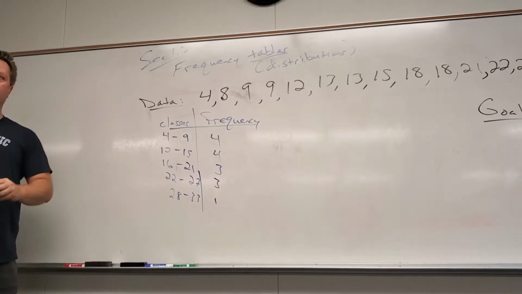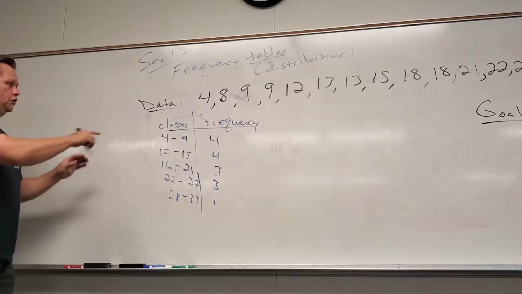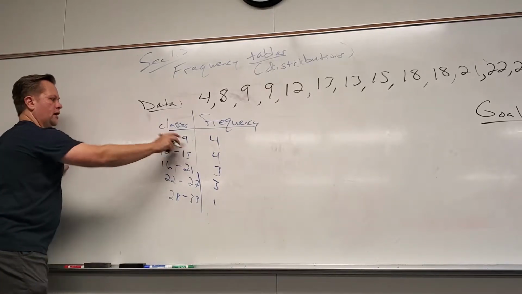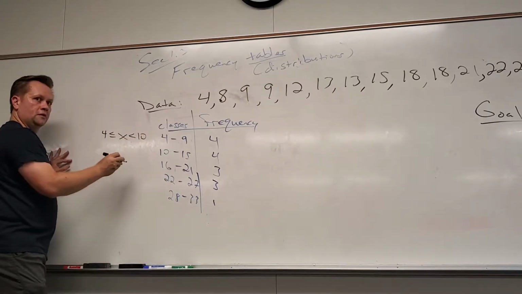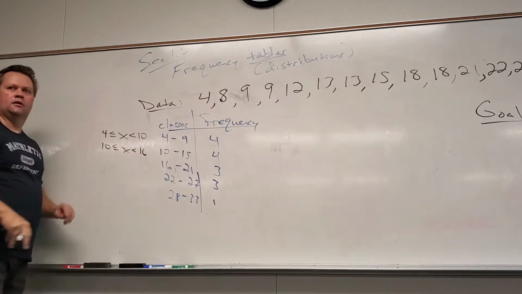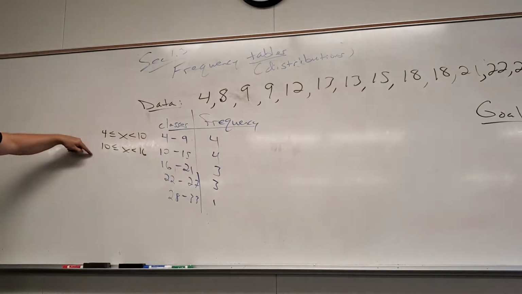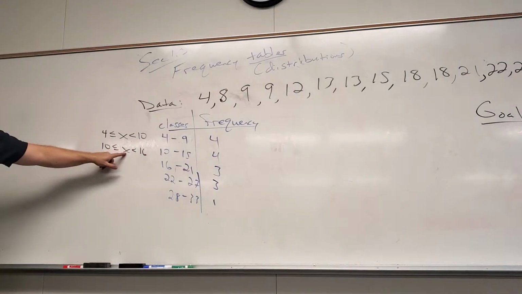But it uses inequalities and the letter x. So people freak out. So instead of this, from 4 to 9, I could have said 4 to 10, 10 to 16. Which one, where would 10 go? This one, because that's where it's equal to 10. The data point can equal 10.